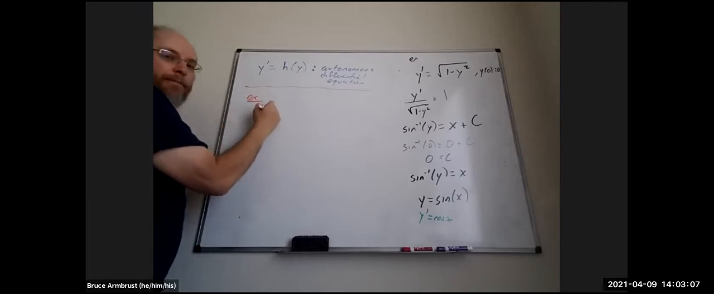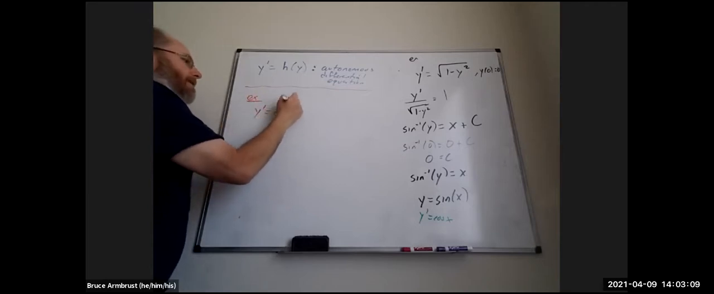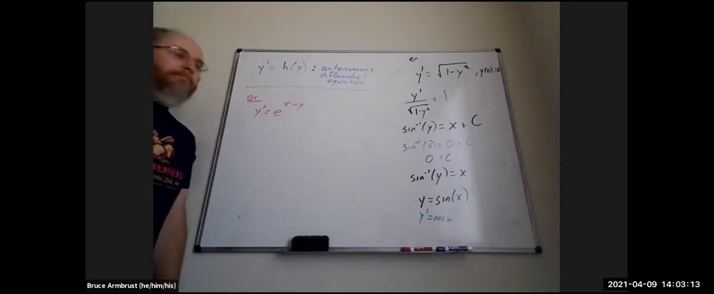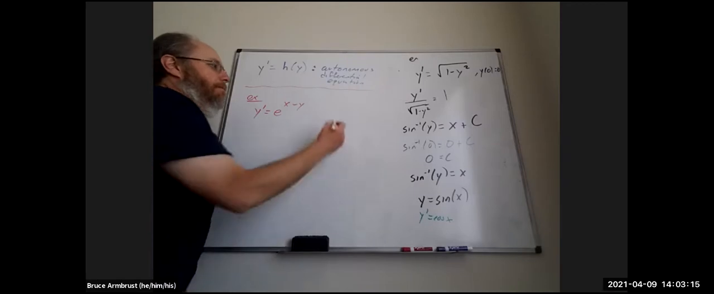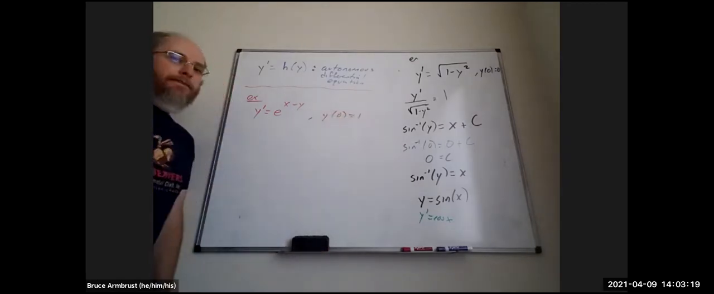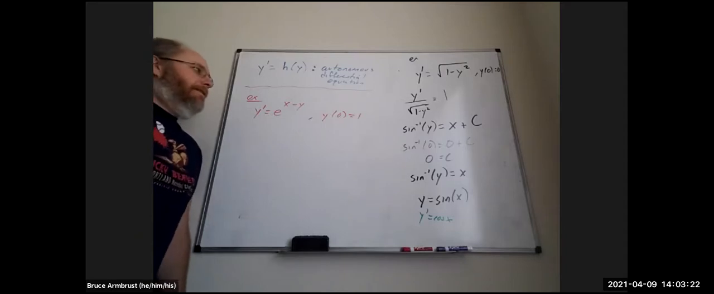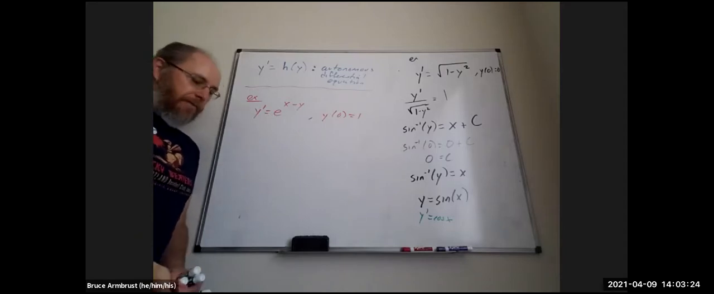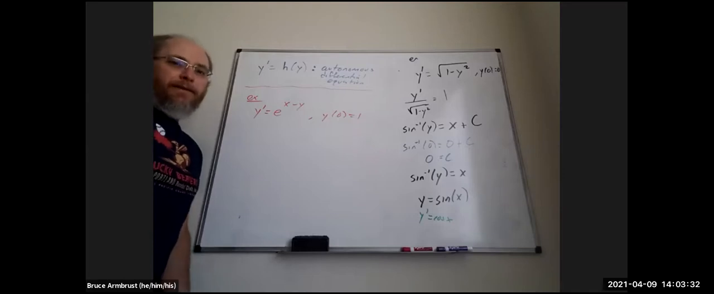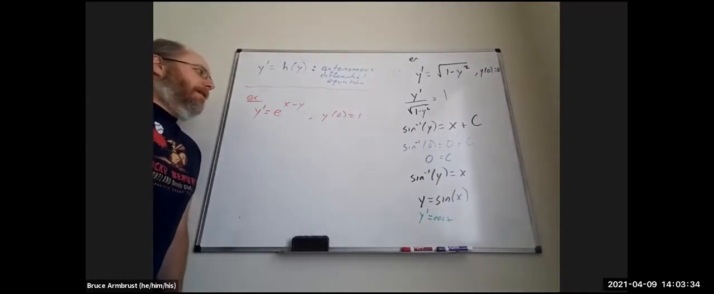Let's say we got y prime equals e to the x minus y. And what the hell? Let's make it an initial value problem. All right, so I need to separate this. I need to get it so that all my y's are on one side and all my x's are on the other side.